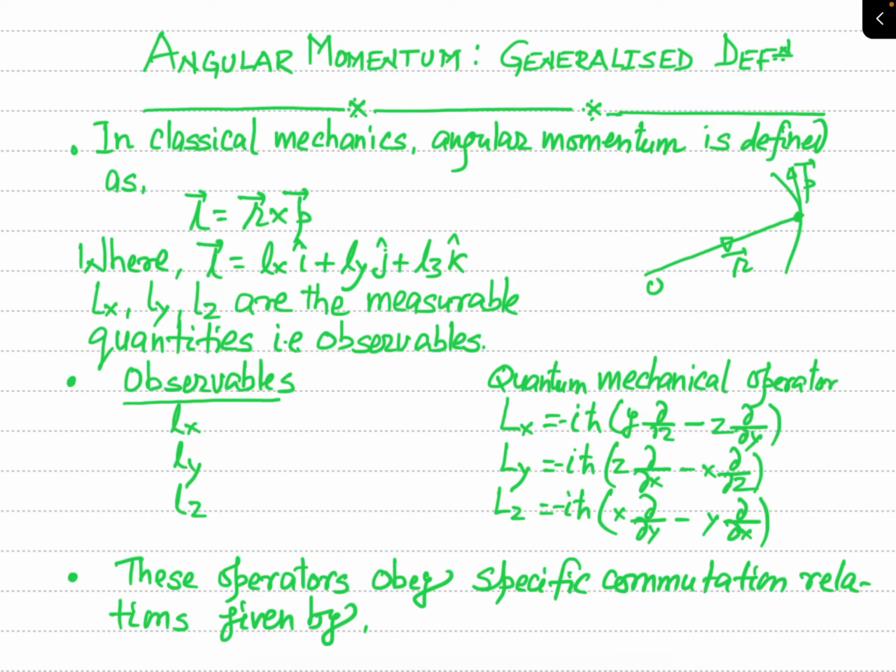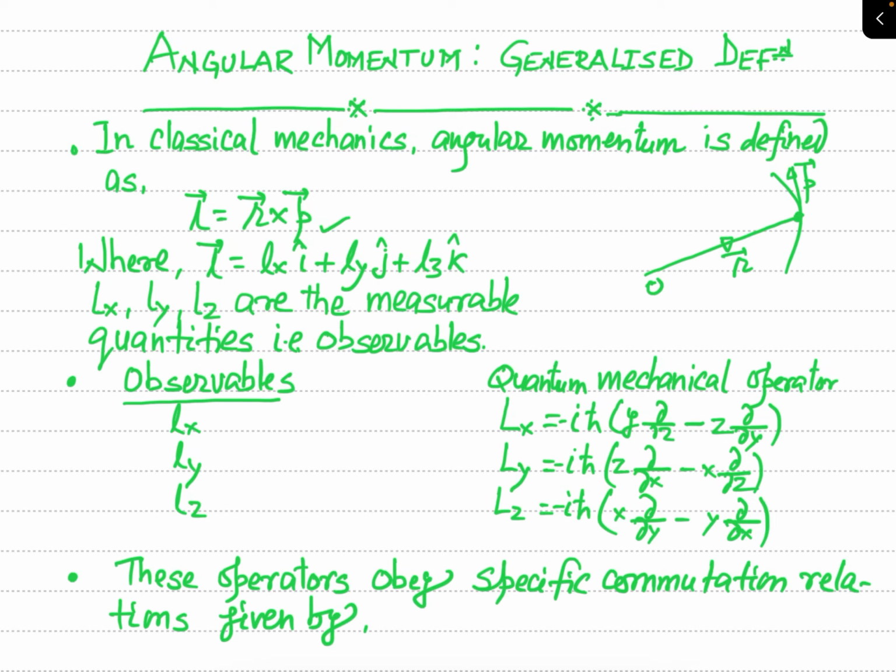You have seen this: L equal to R cross P, where L is the orbital angular momentum of the particle, R is the position vector of the particle relative to an arbitrary origin, let us say O, and P is the linear momentum of the particle. This is actually the classical definition of angular momentum.